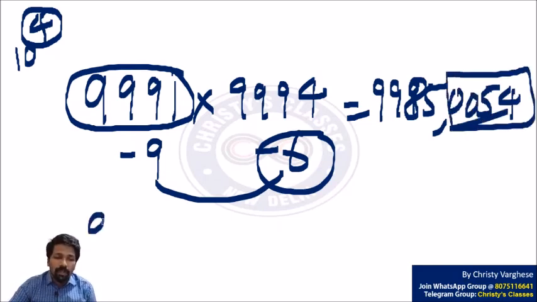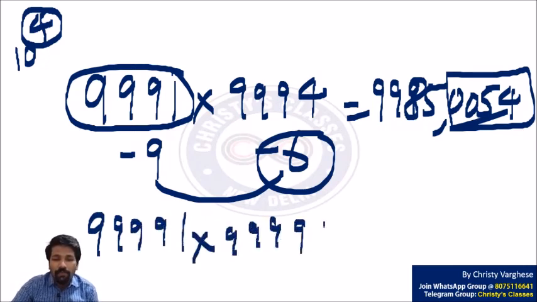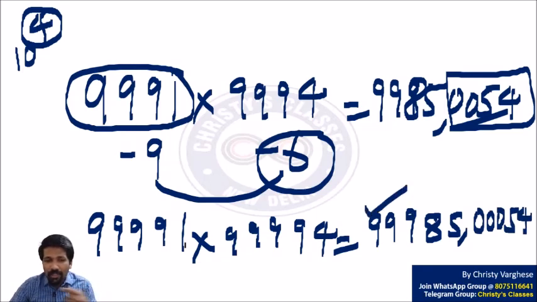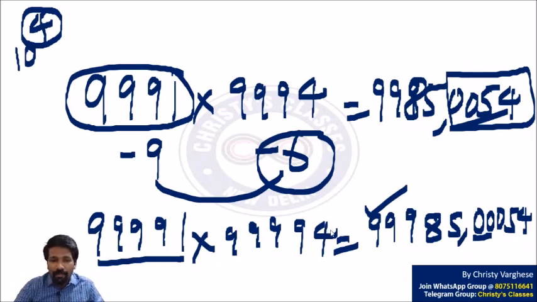That's it. So if it is 99991 into 99994, how to do it? Now you get the pattern, na? 99985, comma, 00054. One 9 added because the number has one more 9, one more 0 added because the numbers are near to 10 raised to 5. What you just did is a very big 5 digit number into another very big 5 digit number. You could do it in less than 10 seconds.